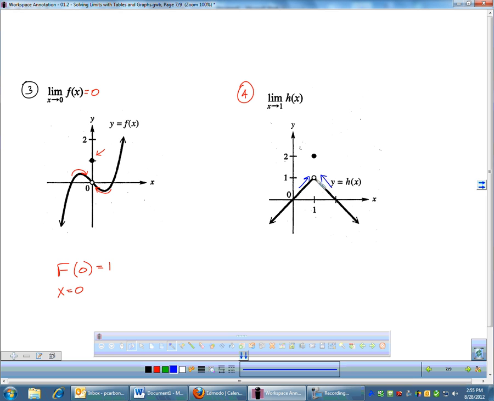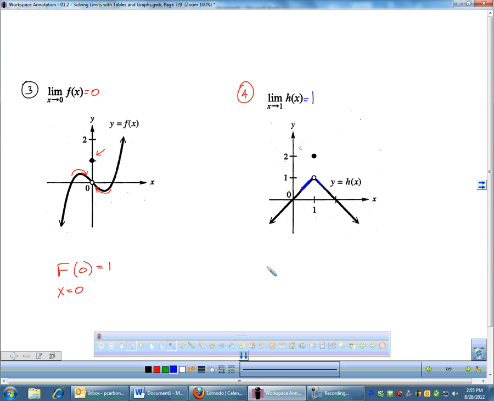They're going to the top of that little corner where there is a hole, but the hole doesn't matter. My limit is still, as I approach 1, my hole is at a y-coordinate of 1. So the limit is 1. Left and right sides both going towards 1.